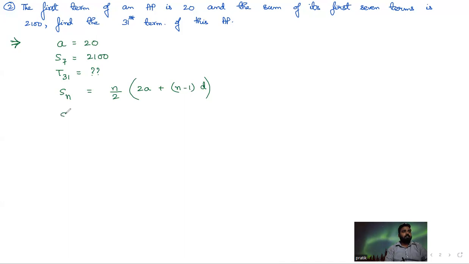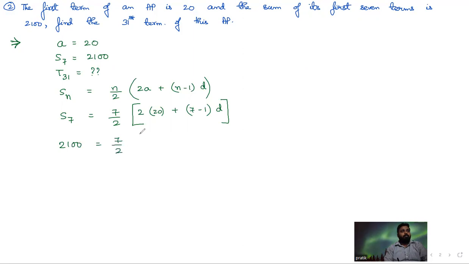So let's say you are finding S7, which is given to you. That's why 7 by 2 into 20 plus 7 minus 1 into d, because you have to find out the value of d. We just know the first term and the number of terms, but we don't know the common difference, so we'll have to find out the common difference. The sum of 7 terms is 2100.